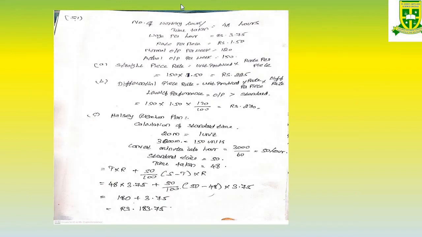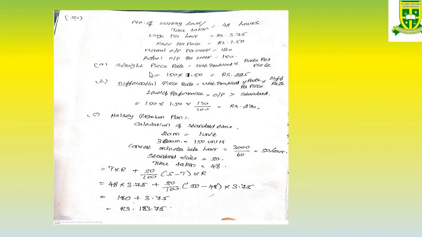Write down the things which are given in the question. Number of working hours is 48 hours. Wage per hour is 3.75. Rate per piece is 1.50. Normal output per week is 120. Actual output per week is 150.